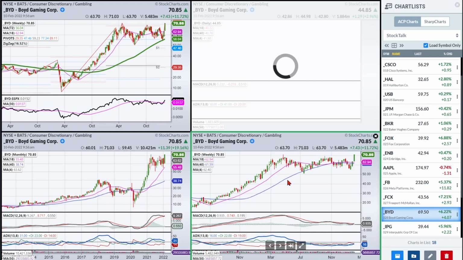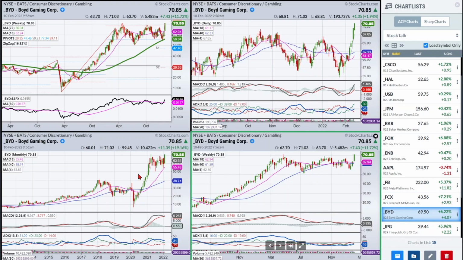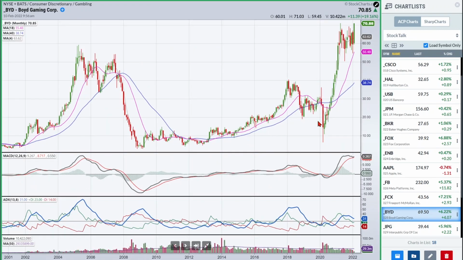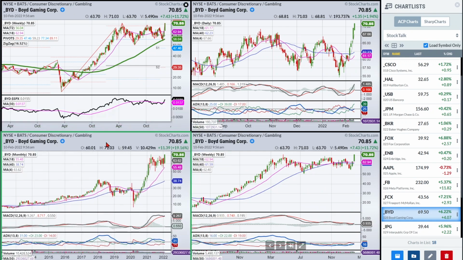Let's look at Boyd Gaming. So this is another really interesting pattern. Starting with the monthly chart, powerful move to the upside, confirming MACD. MACD hit a new high with price, and ADX made its peak above 30, above 25, and then during this consolidation pattern held above 25. I really like to see that as well. So that's the bigger picture.